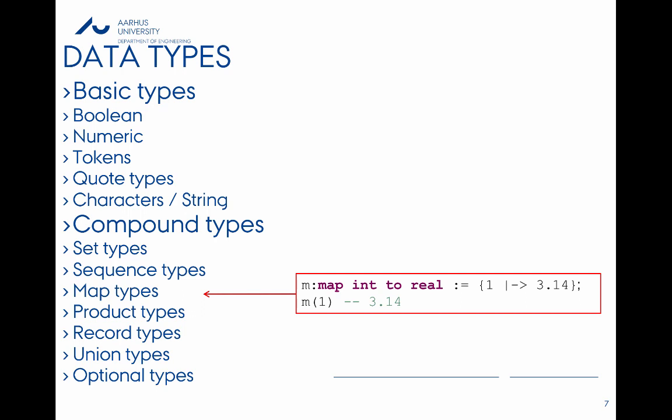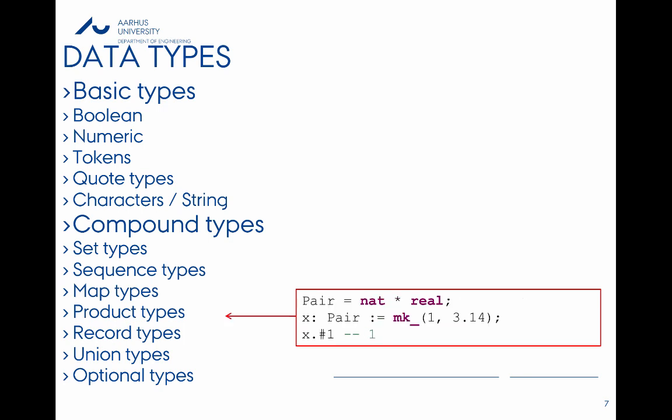We have a notion of mappings, and mappings are essentially finite functions. In this case, it goes from integers to reals, and we look up a particular value in the domain and get the corresponding range value. Product types are written with stars in between them, and values of such product types are identified by means of a mk underscore and then brackets around the actual elements. When we have these kinds of product types, we can also select a particular field from it.